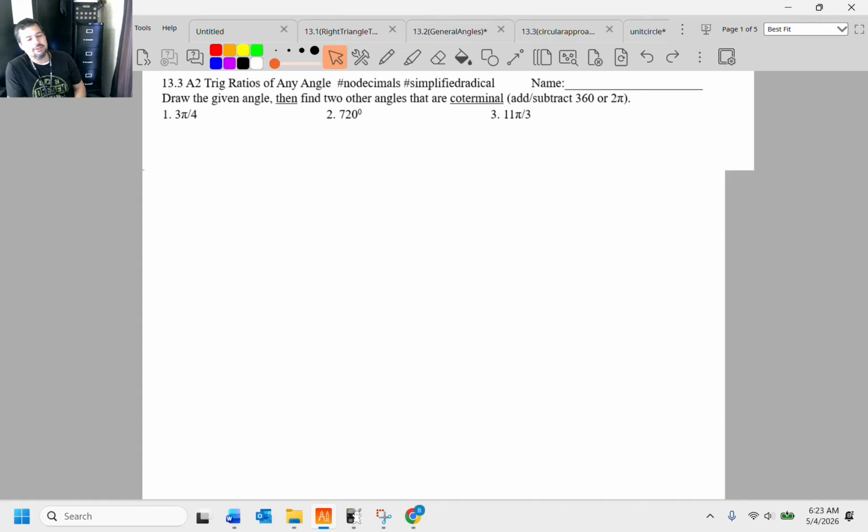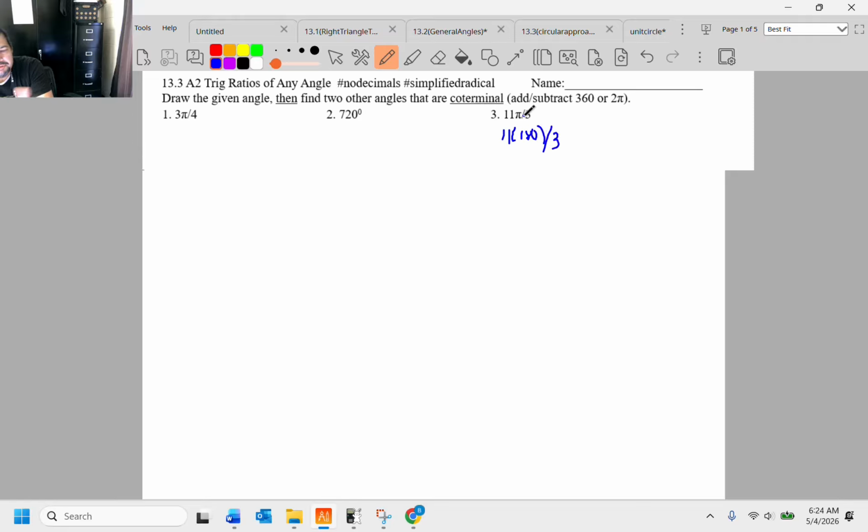All right, so 13.3 homework. The hardest one up here is probably number 3. Now, you're supposed to draw the given angle, then find two angles that are coterminal. Now, when you do 3, most of you are just going to have to go ahead and make this thing a degree. You're supposed to know that pi is worth 180 degrees.